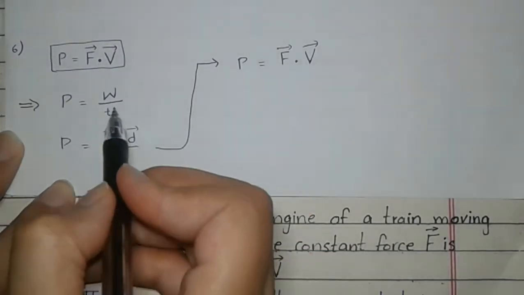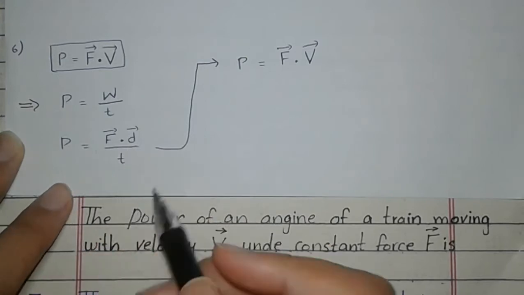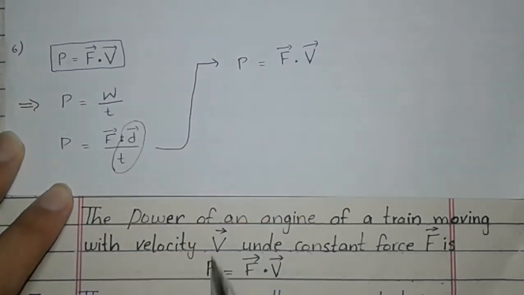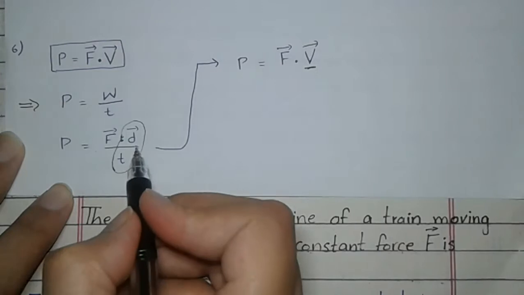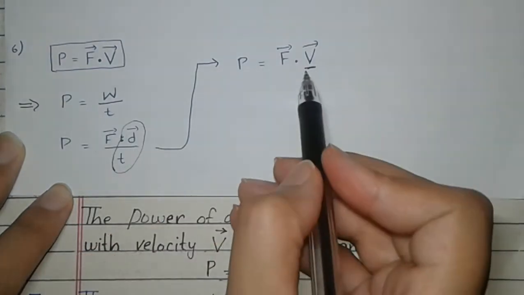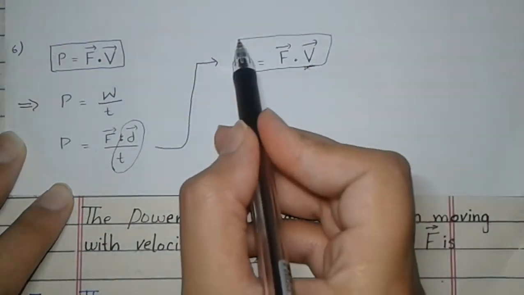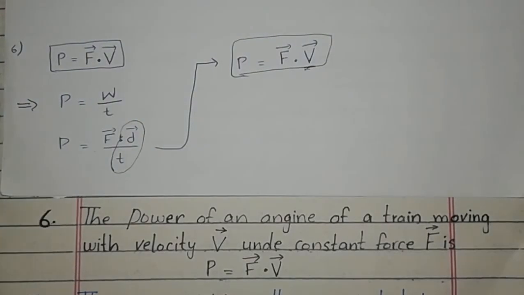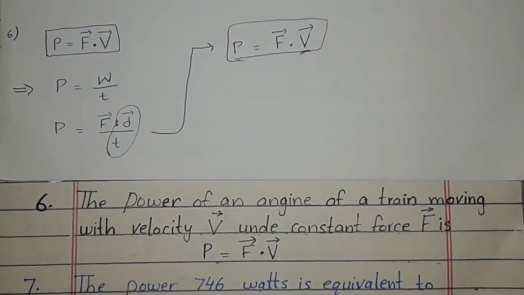Okay, so we know that work is F dot D. Now take this term and put here V. We know that displacement divided by time is velocity, so power is equal to F dot V. Okay, so look at the 6th MCQ. The power of an engine of a train moving with velocity V under constant force is F dot V.